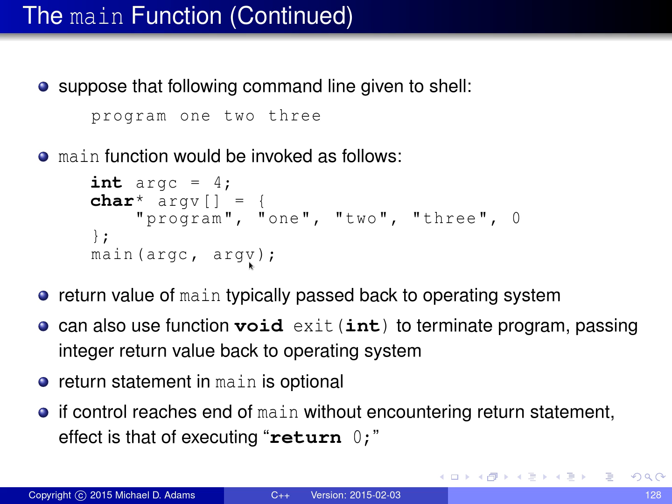And then the second argument, which is denoted by argv here, is an array of pointers to char. And this array would be initialized to contain the strings program, 1, 2, and 3, followed by a null pointer. So we have a pointer to the string program, a pointer to the string 1, a pointer to the string 2, a pointer to the string 3, and then a null pointer.